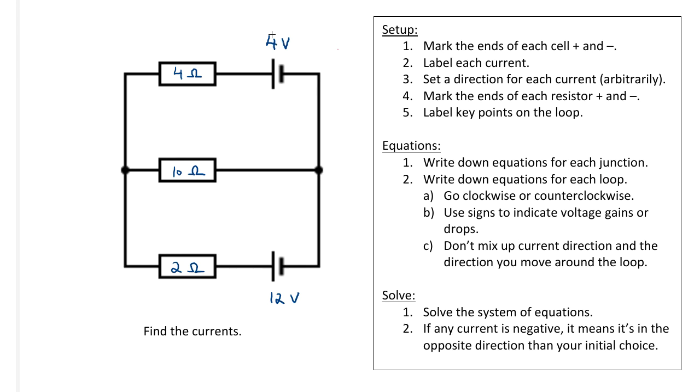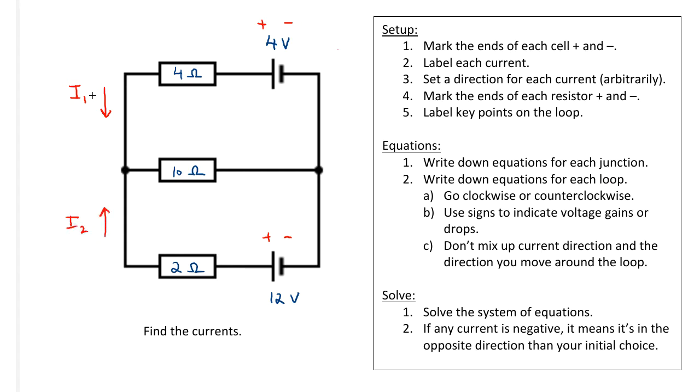So first, we're going to mark the ends of each cell positive and negative. Positive is the long terminal, negative is the short. Now I'm going to label each current, and I'm just going to name them. So I'm going to call this current 1, and I'm going to say that it's going in this direction. I'm going to imagine that because this is the positive end of the cell, but I don't actually know. I'm going to call this current 2.